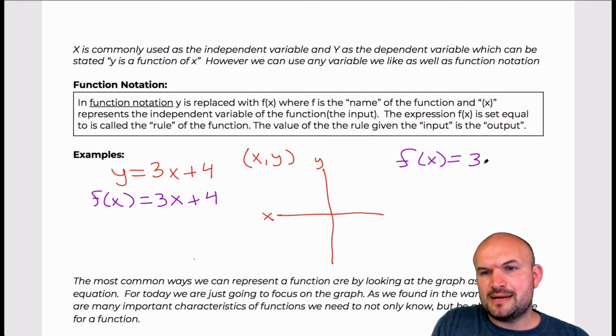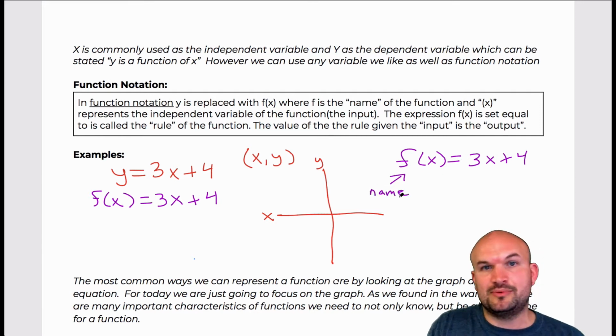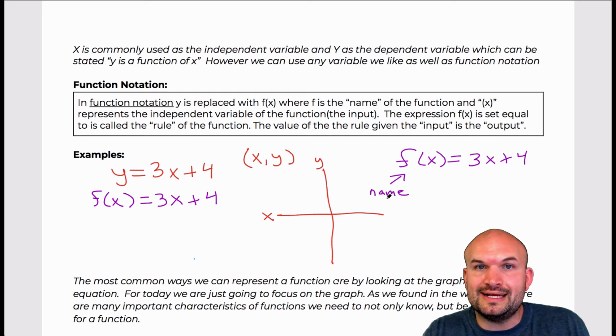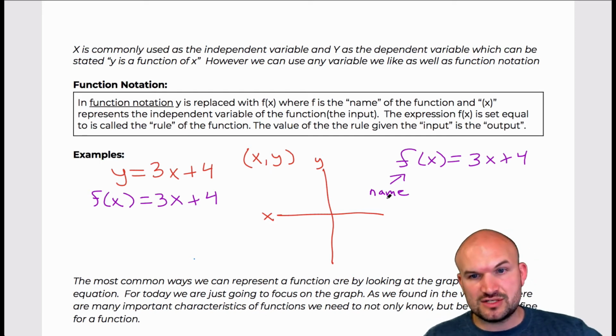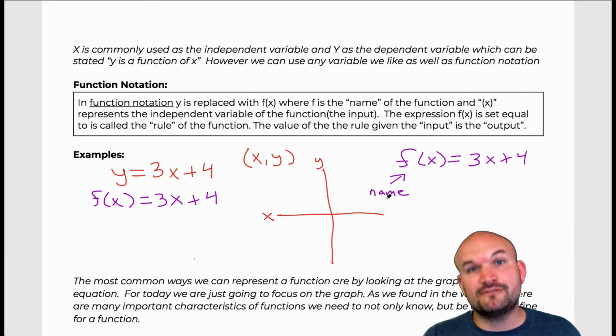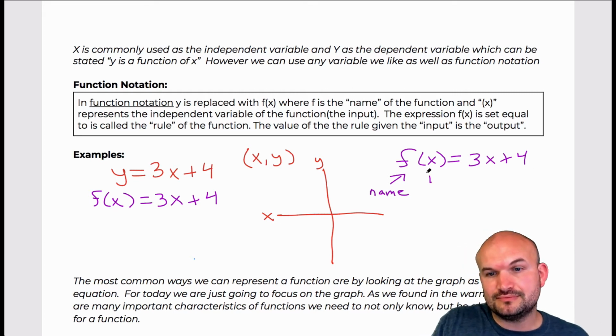So in this example, 3x plus 4. Okay, f is just the name, right? Sometimes we need to distinguish different functions from one another, and we won't know the rule. So we'll call one f of x, one g of x, whatever else. So the f is really just the way to differentiate our function. That's going to be our name.